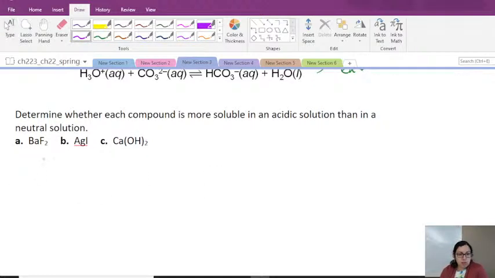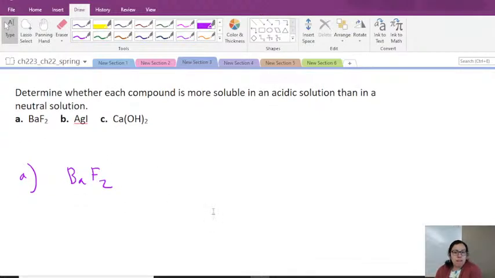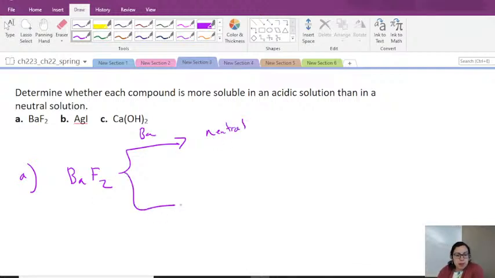Let's walk through, because barium fluoride is a tricky one, but let's walk through it together. One thing that I would do is analyze our ions. So barium, is that neutral or acidic when we think about the salts? So neutral, so we don't really have to worry about barium. But then what do we remember about fluoride? So it makes HF.